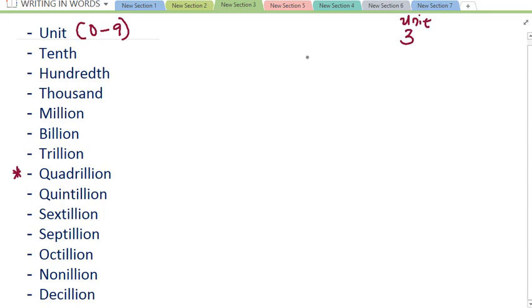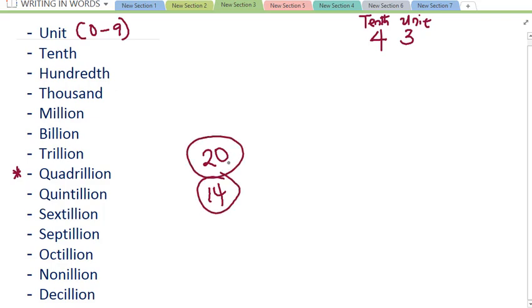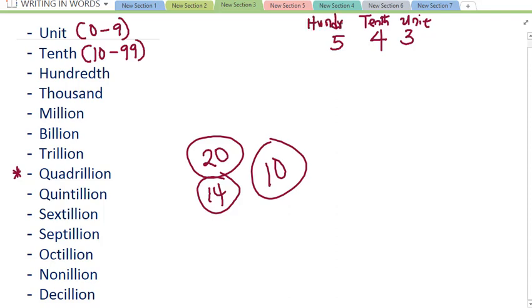Then tenth, whenever a number becomes more than 1 digit, like let's say 42, it becomes tenth. So for example, 20, 14, are tenth, because they are two numbers. Whenever a number is double, that makes it a tenth. Hope this is making sense to you. Tenth ranges from 10 to 99. Now whenever a number has 3 digits, it becomes hundreds. Let me call it hundredths, because you have 3 digits here.